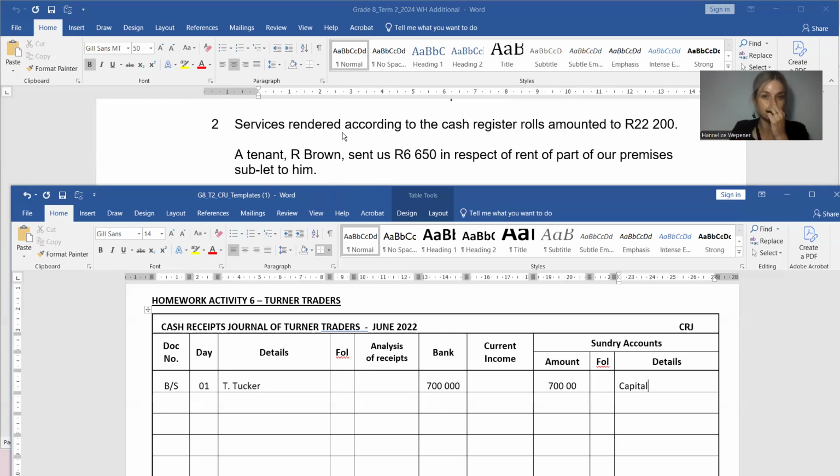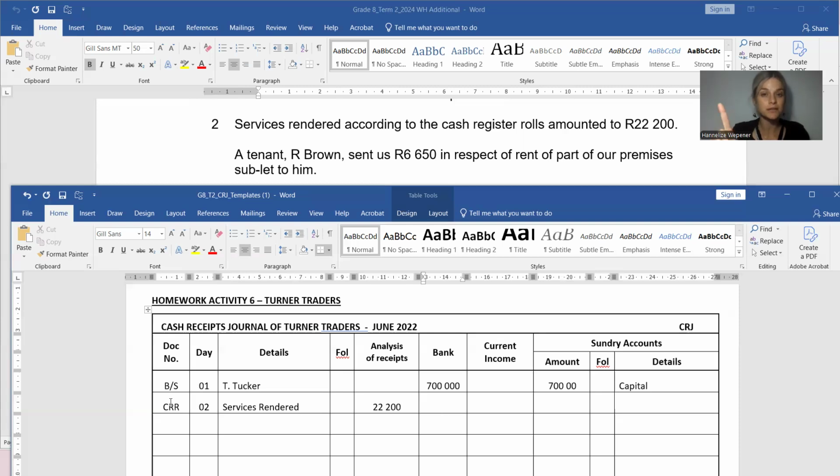So on the second, according to the cash register roll, therefore CRR, on day 2, whenever it is money that we receive in the cash register, our details will be services rendered. Your cash register is at your business premises. Remember, if you go to Pick and Pay to buy your chocolate, the cash register is there in the shop. So they received this 22,200 at the business premises.